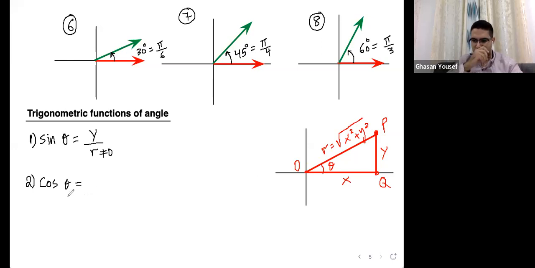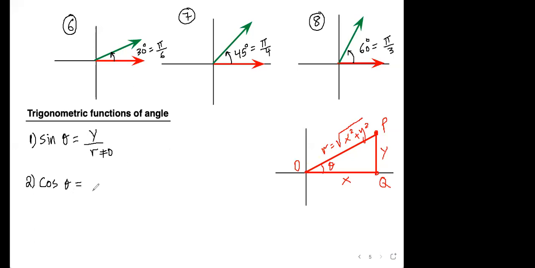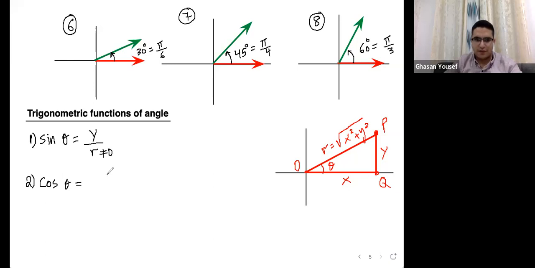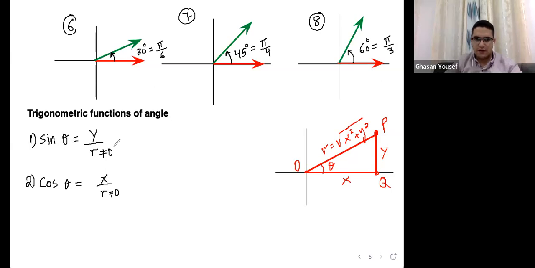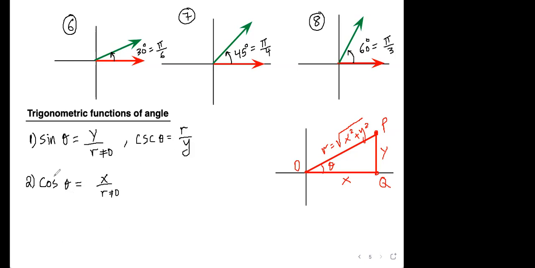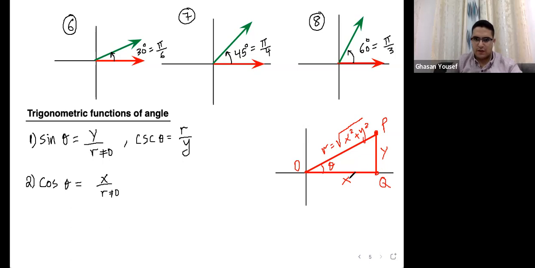What is the cosine? X over r. Exactly. And r is not equal to 0. So the sine theta, the reciprocal of the sine is the cosecant theta, which is equal to r over what? Over y. Yes. Now the cosine theta is equal to the adjacent over the hypotenuse r. So x over r, and r is not equal to 0.